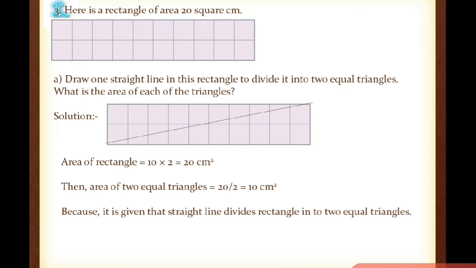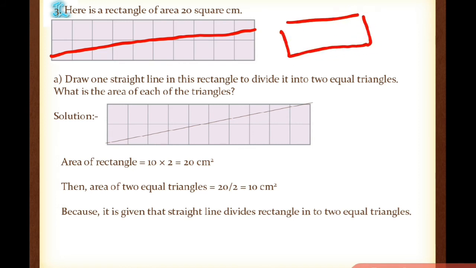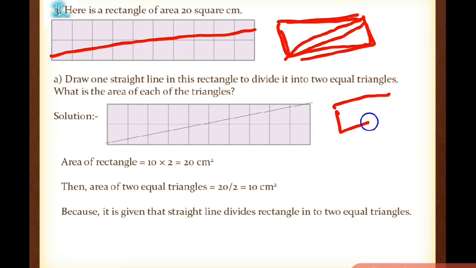Okay, these are the two ways. Now, draw one straight line in the rectangle to divide it into two equal triangles. They are asking us to draw a straight line so that it is divided into two triangles. So, how will you do this? You will draw a line from the corner like this. Because if this is a rectangle and we draw across it, this will become one triangle and this will become another triangle. That is what I did. Otherwise, you can do it like this also. In this way also you can draw. Then also it is divided into two triangles.